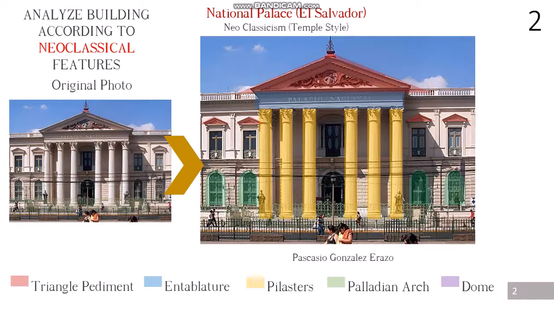And this is the National Palace, El Salvador. This is also an important building. The same pilasters can be seen in the facade, and the triangular pediments, which are one of the most important elements for neoclassical architecture.